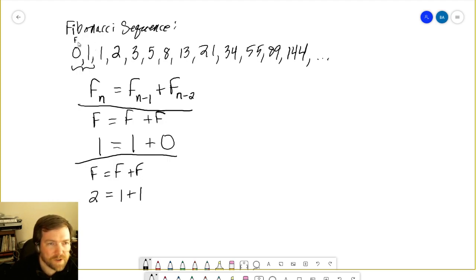Alright, so if we call this F sub 0, F sub 1, F sub 2, F sub 3, F sub 4, etc., then what we've got here is F sub 2 is going to be F sub 1 plus F sub 0, and F sub 3 is going to be F sub 2 plus F sub 1. Okay. Reindex.